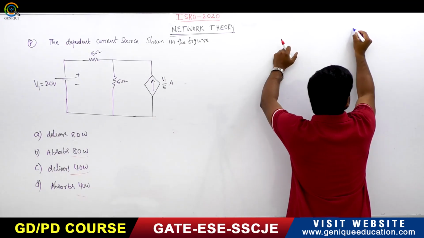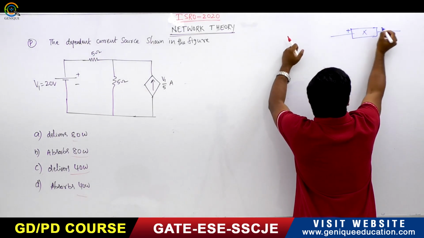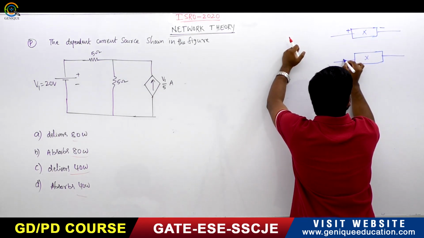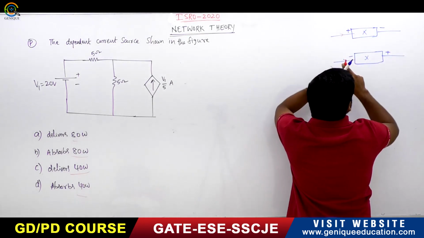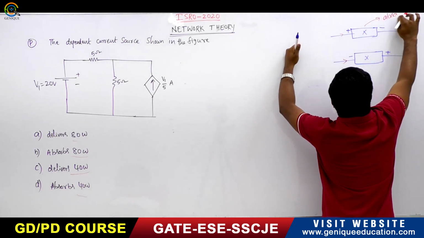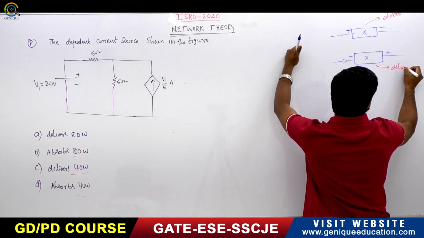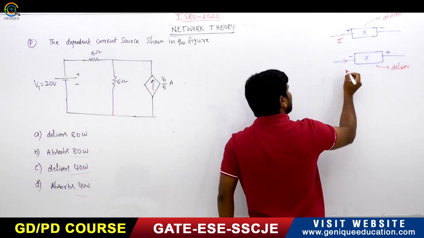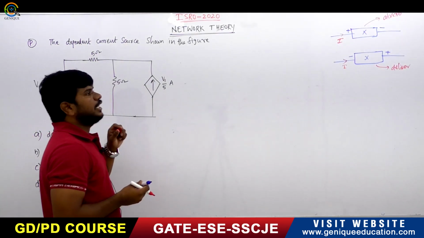Always remember, what is this? It is an element. It is positive, negative. It is an element. It is negative, positive. The current is coming like this. What is this? It is absorbing. What about this? Deliver. These are the 2 things you have to identify. If the current is entering the positive terminal, that is absorbing. If the current is entering the negative terminal, the element is delivering the power.